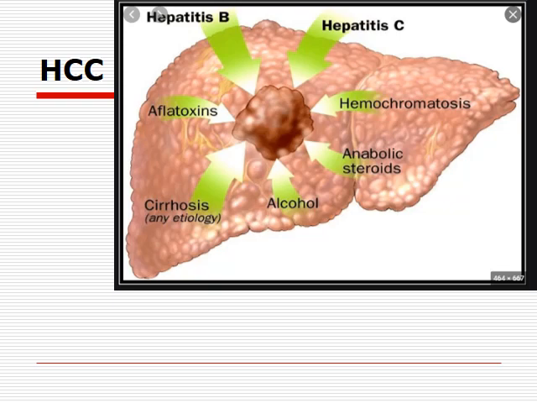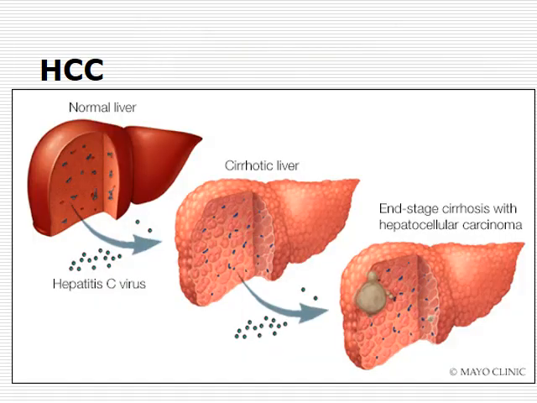This picture shows multiple mechanisms that could cause hepatocellular carcinoma, but the most common are hepatitis B and hepatitis C. We see a normal liver, then it becomes a cirrhotic liver, then ends with end-stage cirrhosis with hepatocellular carcinoma. Cirrhosis is a pre-malignant condition, can be regarded as pre-malignant. This is a picture from hepatitis C virus. We will talk about this now.